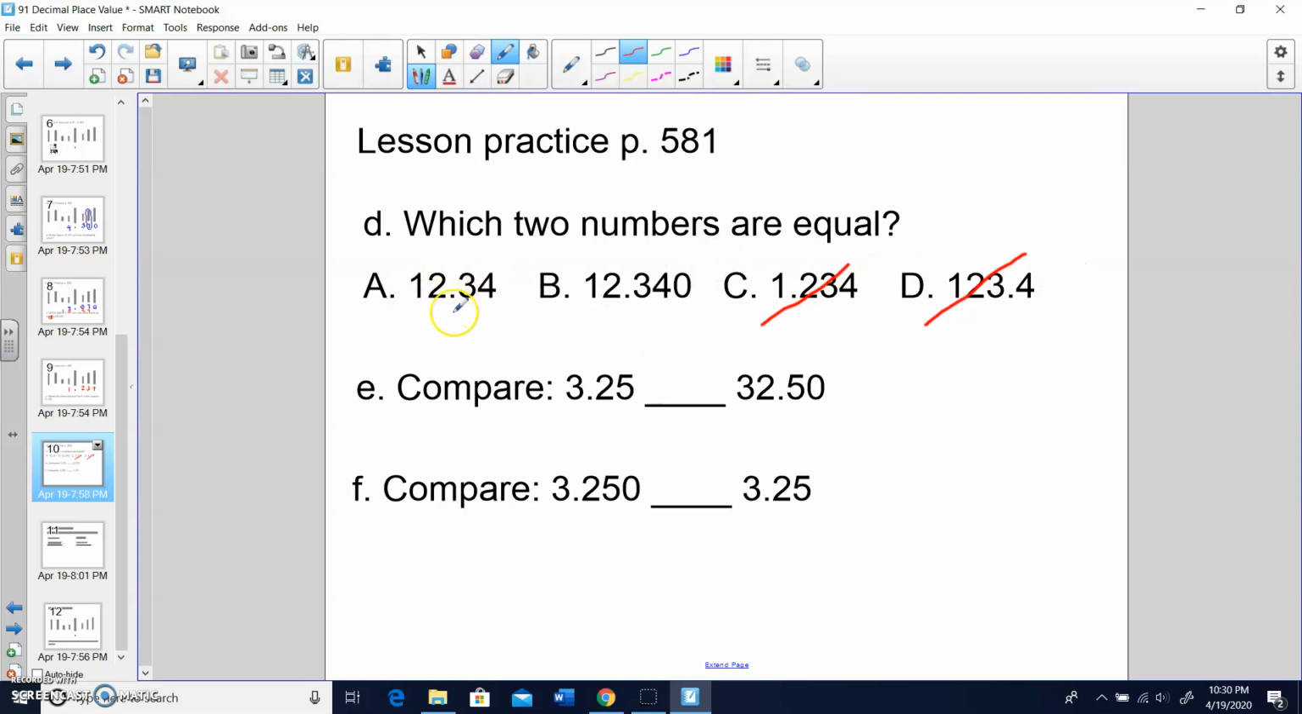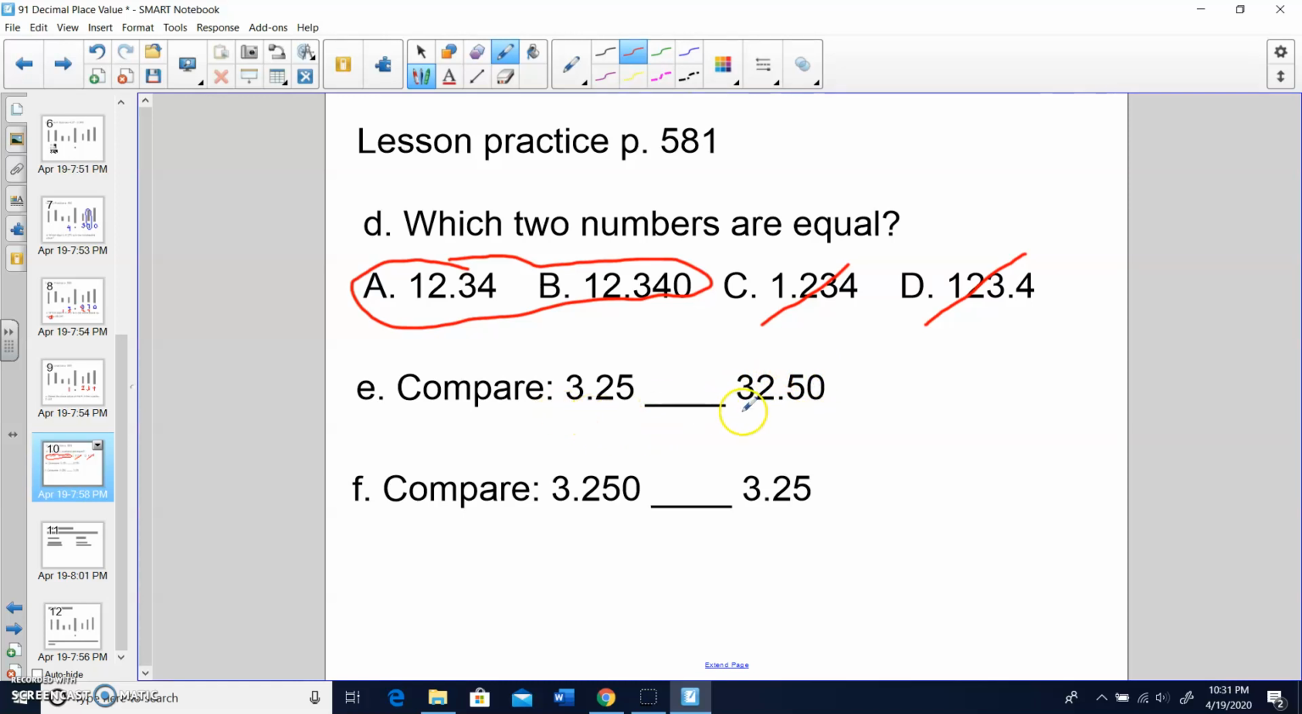So now I'm left with 12 and 34 hundredths and 12 and 340 thousandths. Like I said before, I can add as many zeros as I want to the end of a decimal number, and it doesn't add anything of value to it. So these two are completely the same numbers. They are equal.